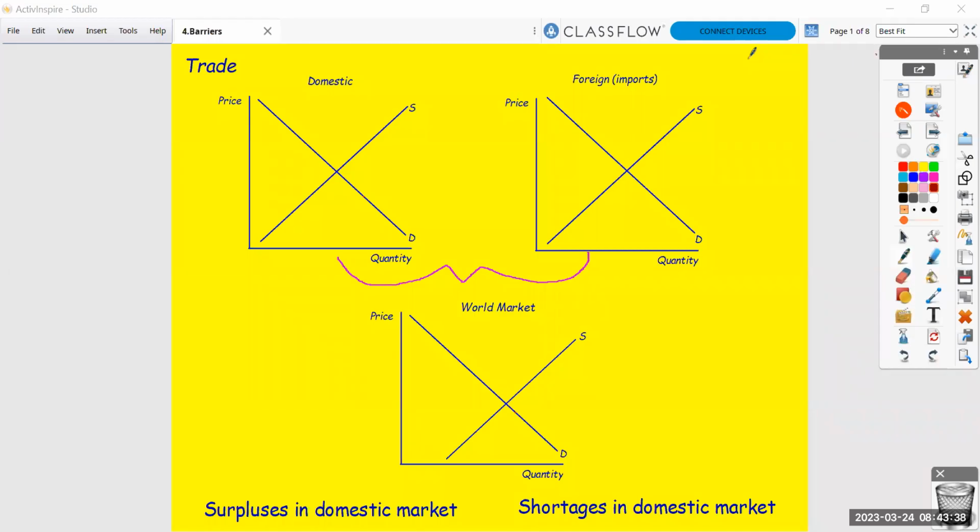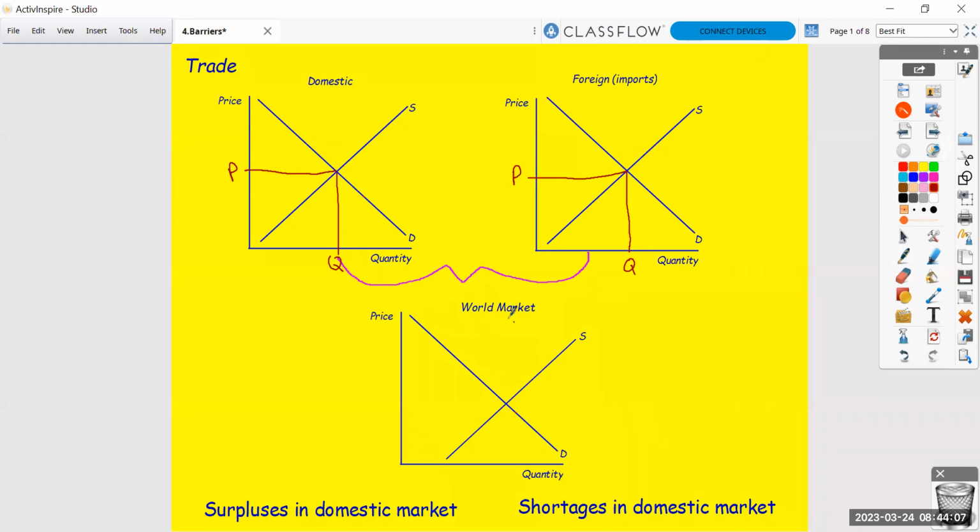Okay, so the last part of international that we have to talk about are barriers to trade. Now, you guys have seen these graphs. These are just supply and demand graphs from our markets. And this is domestic. And then this is for the foreign goods. So this could be cars, clothing, wine, it could be anything. We have a domestic market and we have a foreign market.